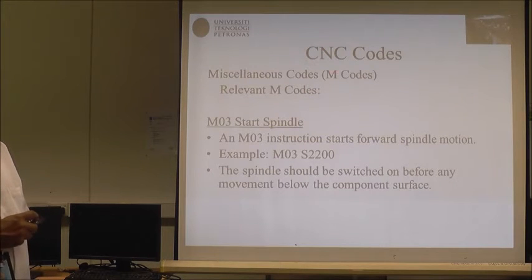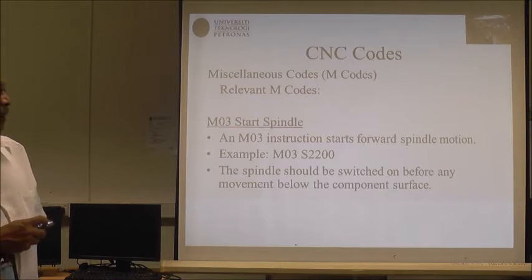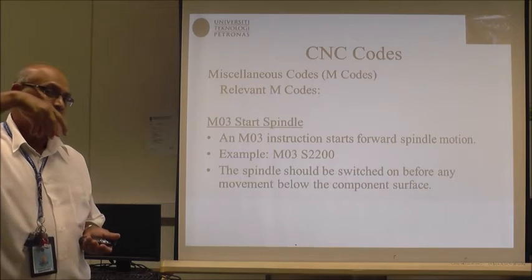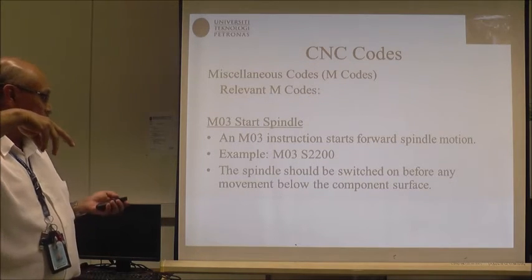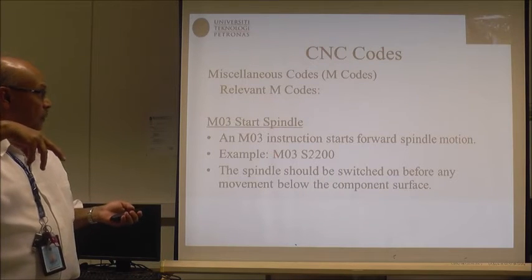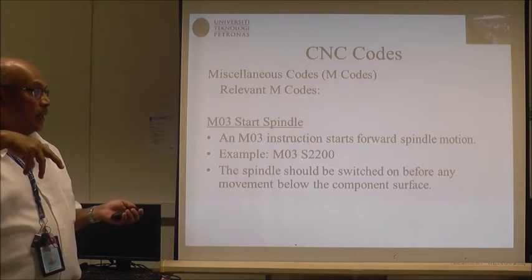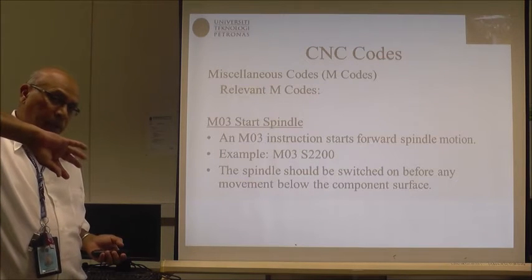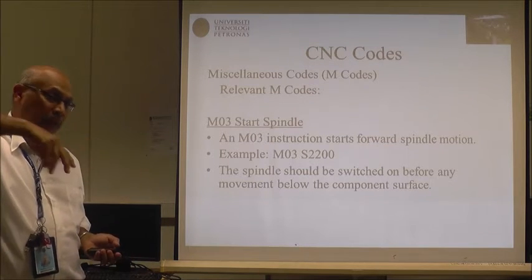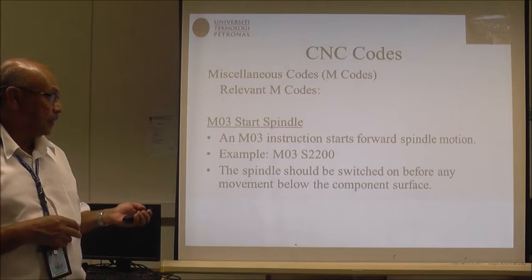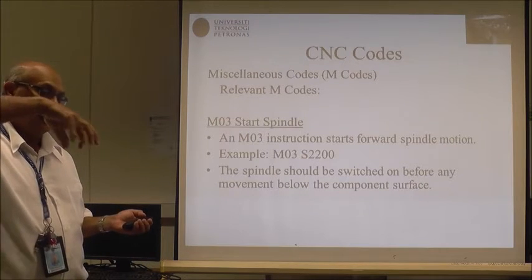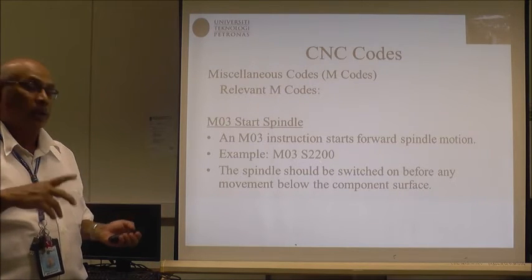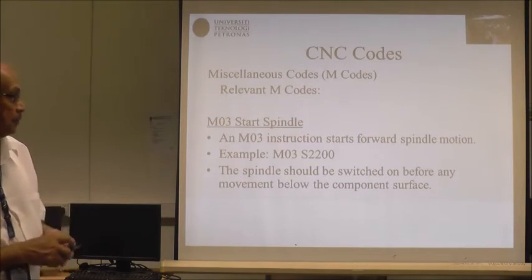So M03 is to start the spindle. Initially in the program, the tool is static, not moving, not rotating. But the moment you give M03 followed by the S, S is for the spindle speed, with a certain value, it will automatically spin the spindle at the speed you specify. So here, from static, the spindle will move at 2200 RPM.